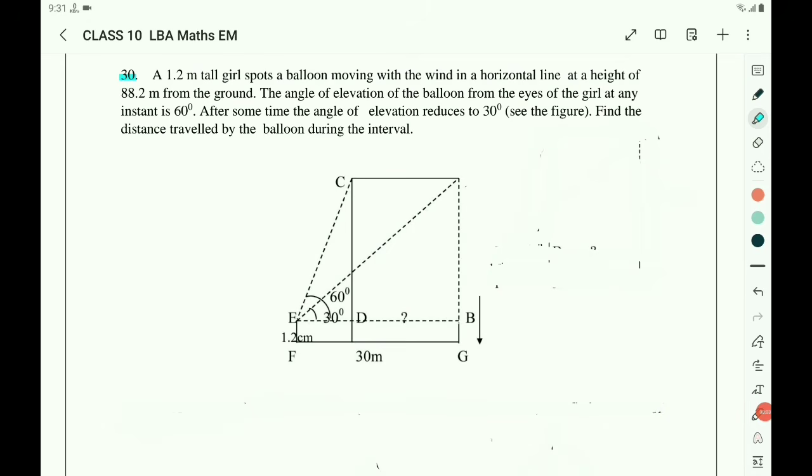Question number 30. A 1.2 meter tall girl spots a balloon moving with the wind in a horizontal line at a height of 88.2 meter from the ground. The angle of elevation of the balloon from the eyes of the girl at any instant is 60 degree. After some time, the angle of elevation reduces to 30 degree. See the figure. Find the distance traveled by the balloon during the interval.